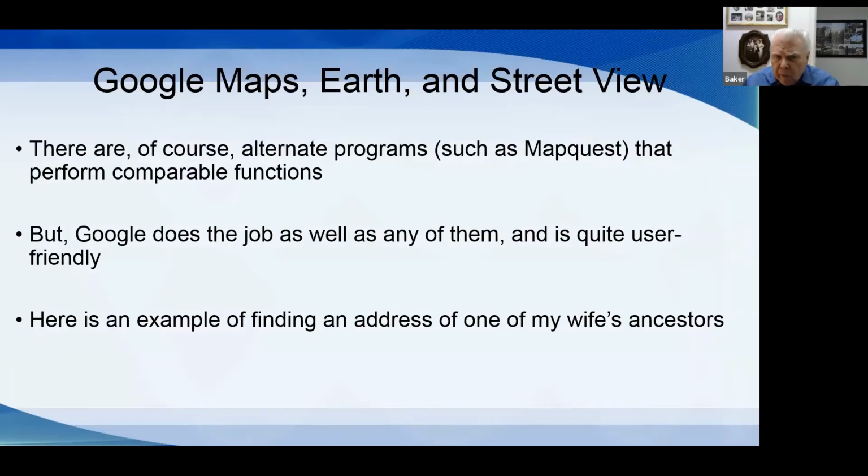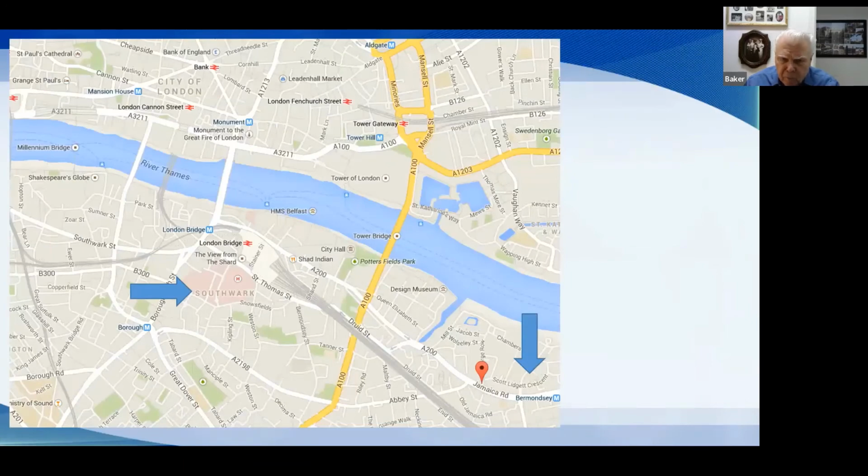There are different kinds of map programs. One of them is the Earth, the Street View. And Google's not the only game in town for that, but it does the job very well. And here's an example for one of my wife's people. This was a London person, from the suburbs of London. And where the arrows are on the right-hand side, he had lived back in the 1800s in Bermondsey. Or on the left, he also lived in, I know the British say it differently, Southwark.